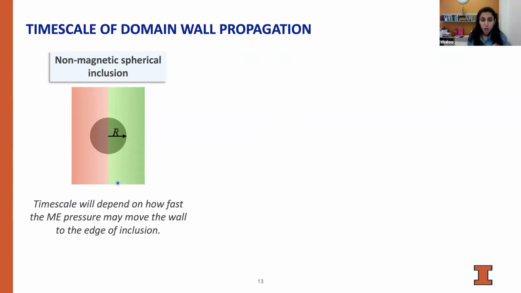And again, we're going to formulate the free energy density, which would be the wall energy. But now we have to remove this term that is proportional to the cross-sectional area of the inclusion, plus this extra energy coming from the magnetoelectric work that is done to move the wall. And then we have a depinning pressure, which means that this is the amount of pressure I need to apply from outside in order to move the wall to the edge of the inclusion.